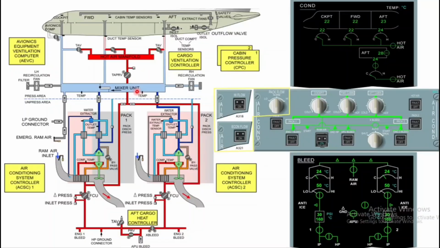What we are doing is, the mixer unit mixes the cold fresh air from the pack with the cabin air being recirculated through the recirculation fan. Airflow goes out of the cabin through the lower sidewall panel, that is the dado panel, to the underfloor area, and mixes with the fresh air from the air conditioning pack in the mixer unit. So the recirculation fan will draw all the air from the underfloor area, and this will mix into the mixer unit.